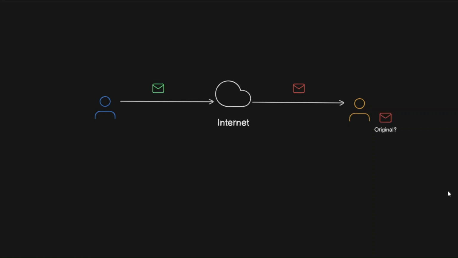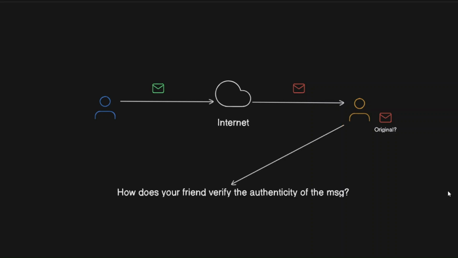Let's say you want to transfer a message to your friend with the help of the internet, but you're scared that the message might get tampered with during the transfer. So your friend needs to verify whether the message that you sent was original or was modified during the transfer. So here the question comes: how does your friend verify the authenticity of the message?